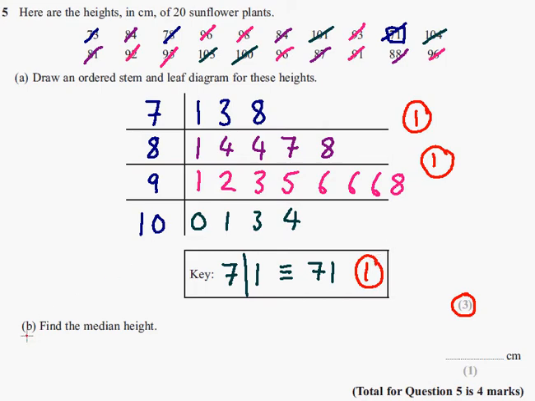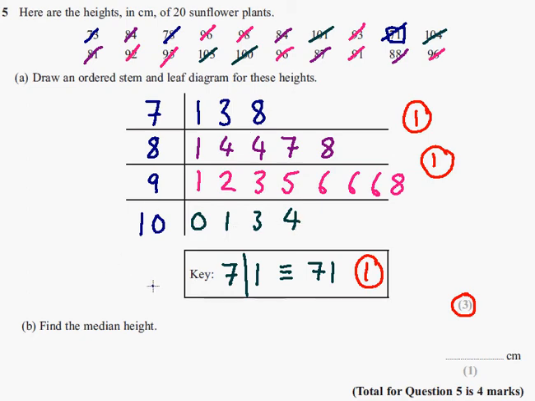So part B says find the median height. Now it's already ordered for you. The median is when you order all your bits of data and you find the one that's bang in the middle. In this case, there's one more thing we should have done. There's 20 bits of data. Let's just check we've got 20. So I've got 1, 2, 3, 4, 5, 6, 7, 8, 9, 10, 11, 12, 13, 14, 15, 16, 17, 18, 19, 20. They're all there.